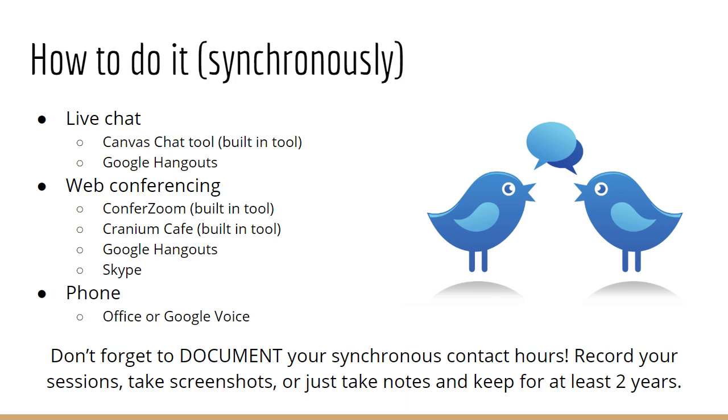If all else fails, there's nothing wrong with using your phone. Provide your office phone number for students to call during your office hours, or set up a Google Voice number, which will mask your real cell phone number. This gives you a way to distribute your phone number without worrying about students having too much of your personal information. Remember to document your contact, no matter which tool you use. You can record your sessions with most web conferencing software, or you can always take a screenshot and note dates and times, just in case. Keep those records for 2 years and you'll be set.